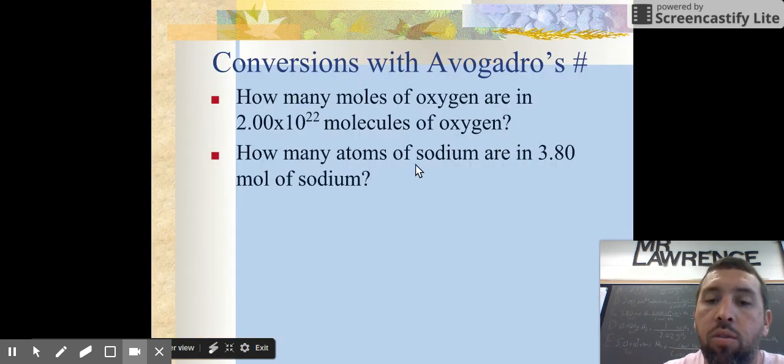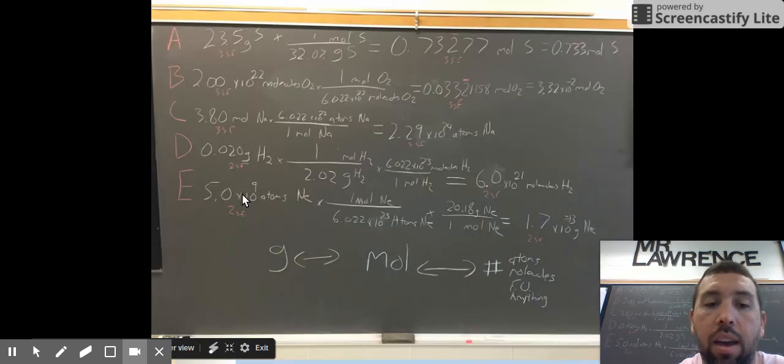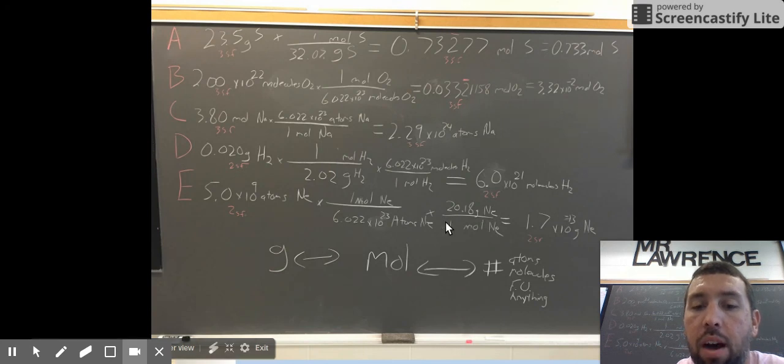Then the last problem we have, how many atoms of sodium are in 3.80 moles of sodium? How do I do that? Again, I write down what was given. I follow my units. I go from number of atoms to moles of neon, according to my roadmap. Then I follow my units again, moles of neon to grams of neon. I got this value off my periodic table. I go to 2 decimal places. Then I do my math across the top, divide across the bottom, and you come out to 1.7 times 10 negative 13 grams of neon.